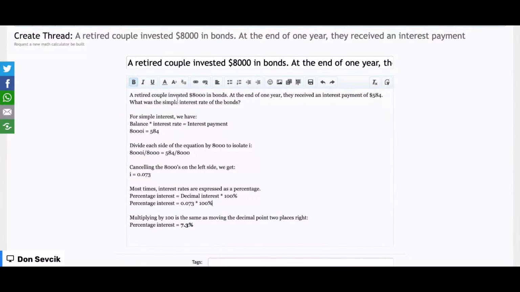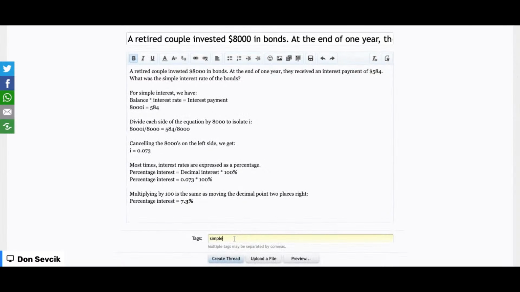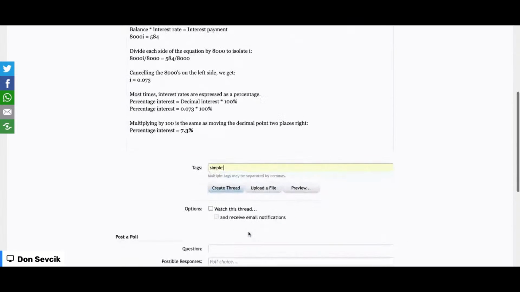So what happens is the retired couple invest $8,000. A year goes by. They are credited simple interest. After the year of 7.3%, they get $584 interest. Simple interest, finance, balance. Very good.